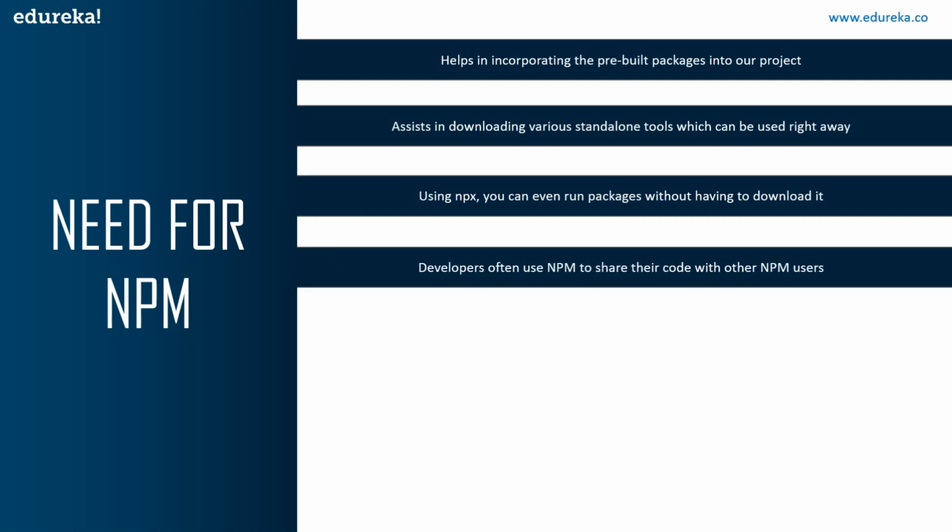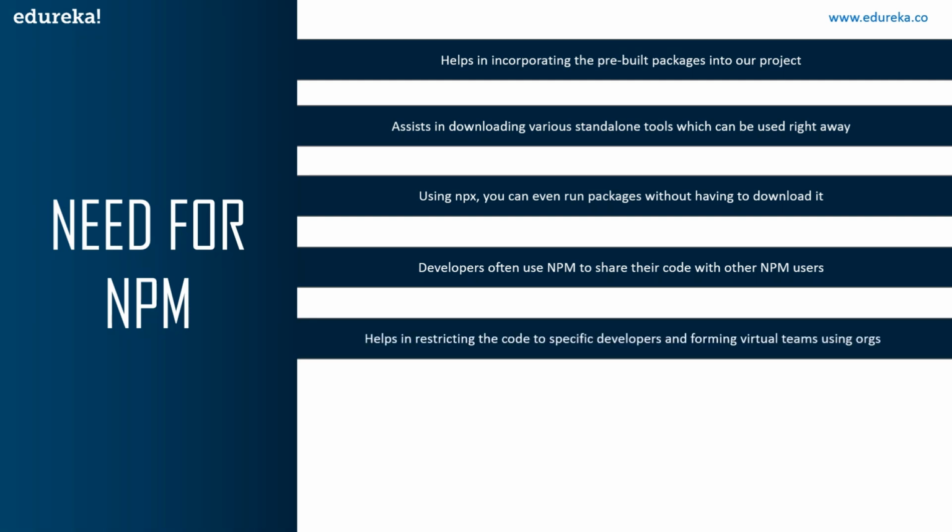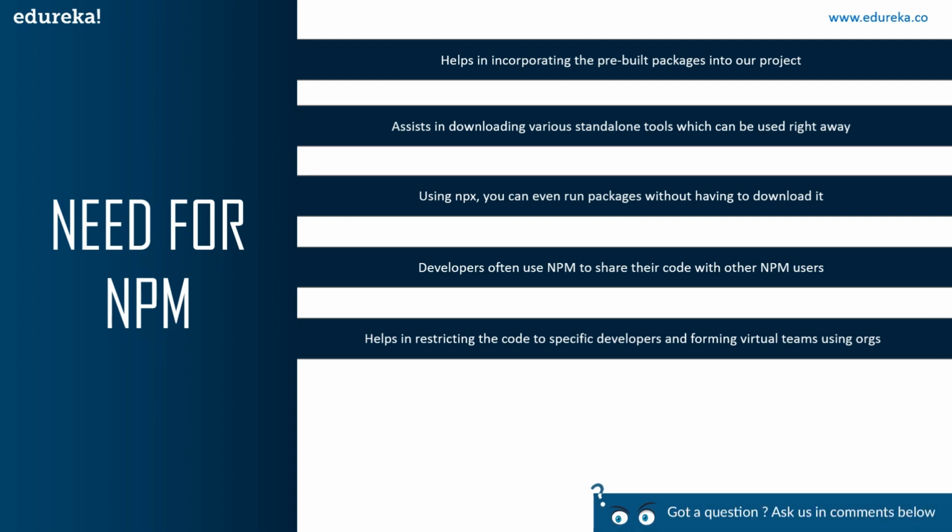Developers often use NPM to share their code with other NPM users. So you can share your code with other users, other developers using NPM. In the other way, it also allows you to restrict your code to only specific developers. At the same time, it allows you to share the code with the required users or required developers. But on the other hand, it also helps you in restricting the code to only specific developers and forming virtual teams using orgs.